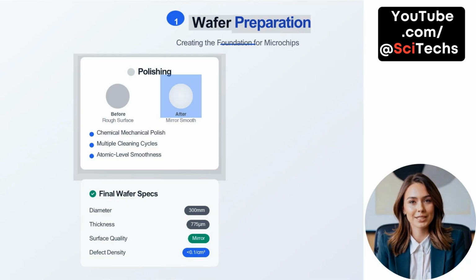Final wafer specifications are tightly controlled. The diameter is 300 millimeters, and the thickness is precisely 775 microns. Surface quality is classified as mirror-like, and defect density is maintained below 0.1 defects per square centimeter, meeting the industry's highest standards for precision and yield.